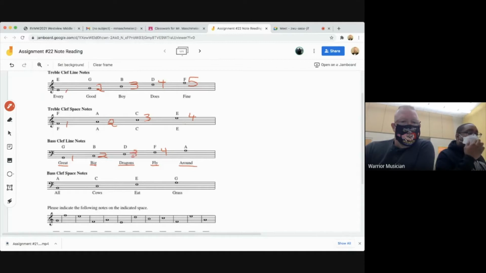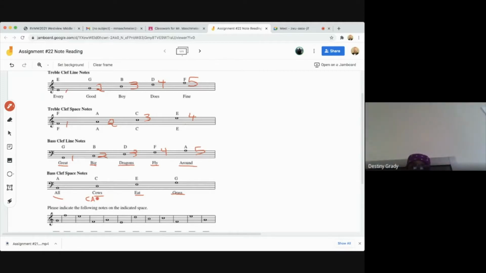So now let's look at the bass clef spaces. There are 4 notes here. The phrase that we have for the bass clef spaces is all cows eat grass. Okay, all cows eat grass. Who can remind us of the one that I used yesterday about cars? Does anyone remember that one?